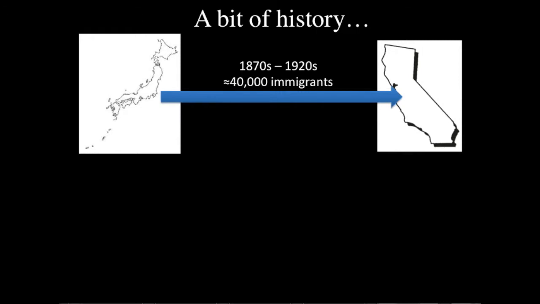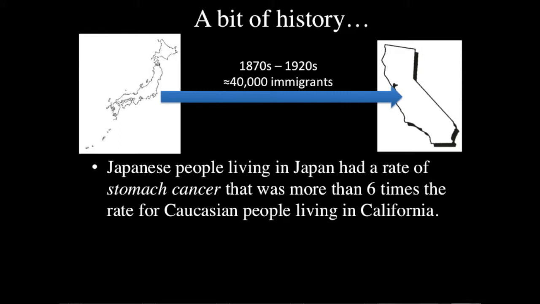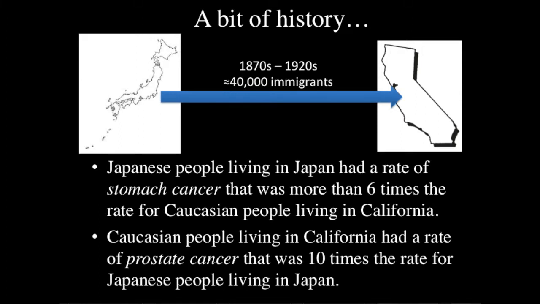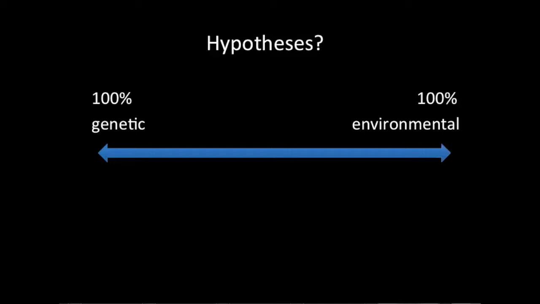The first interesting observation was that Japanese people living in Japan had a rate of stomach cancer that was more than 6 times the rate for Caucasian people who had been living in California their entire lives. In contrast to that, Caucasian people living in California had a prostate cancer rate that was 10 times the rate of Japanese people living in Japan. So how can Buell and Dunn think about these interesting differences in the rates of cancer between Japanese immigrants to California and Caucasians who lived in California their entire lives?